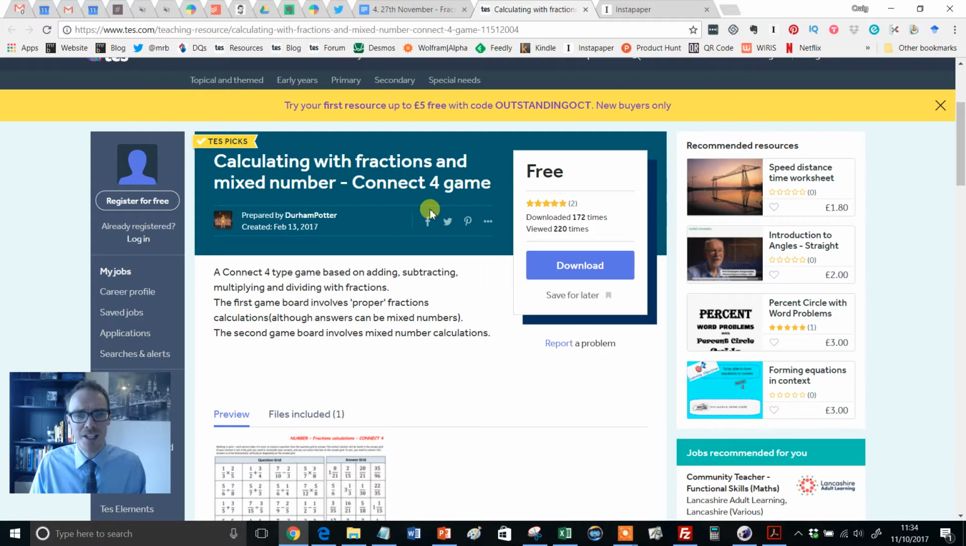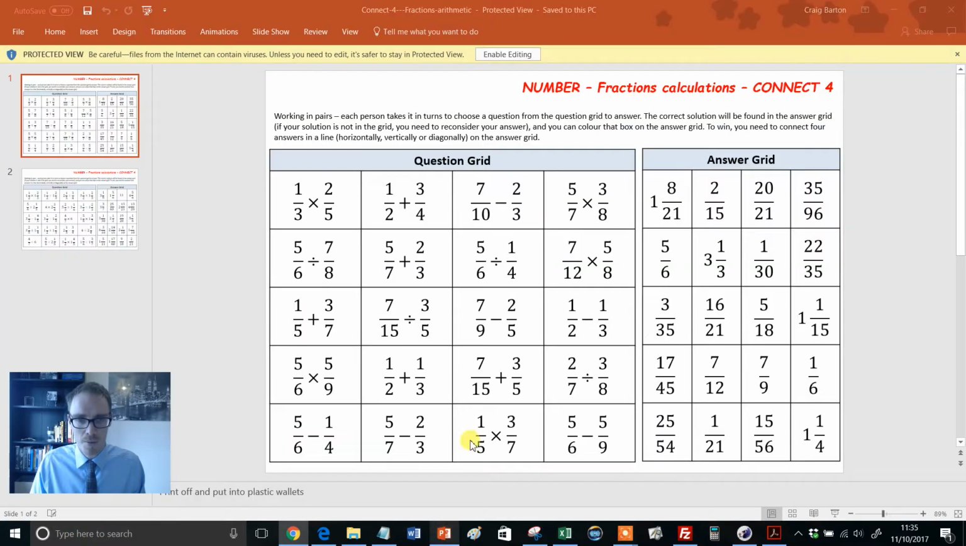It's called Calculating with Fractions and Mixed Number Connect 4 game. It has been kindly written and shared by Durham Potter, and it consists of a PowerPoint file with just 2 slides on it. We have a non-mixed number version and a mixed number version. Hopefully you're familiar with how Connect 4 works. This is often the problem, by the way: students these days are becoming less and less familiar with some of the classic games out there, so you may well have to remind students of the rules of Connect 4. But it's all there.